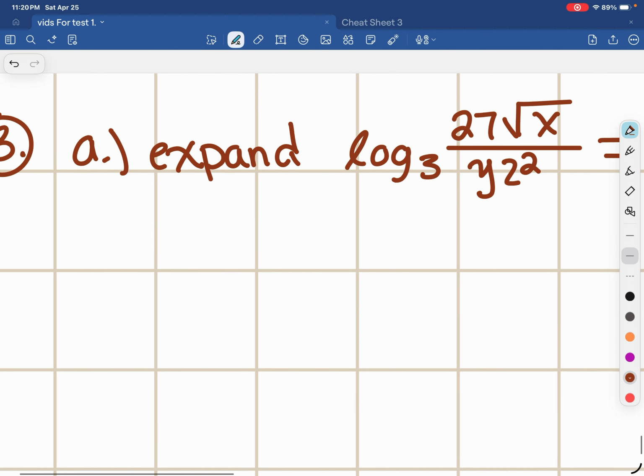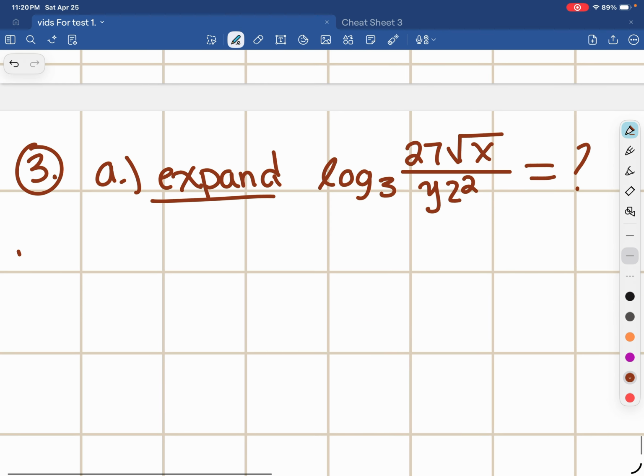So remember, let's just define this real quick. Expand, in simple terms, means make big. We want to make this as big as possible, using our rules. For whatever reason, if we need to do this in an equation to solve or do something in some regards like that, we need to make it as big as possible.